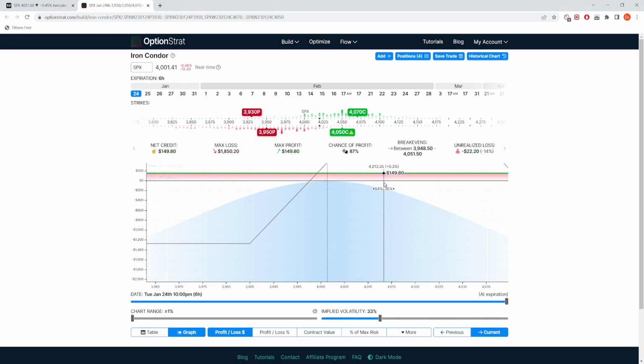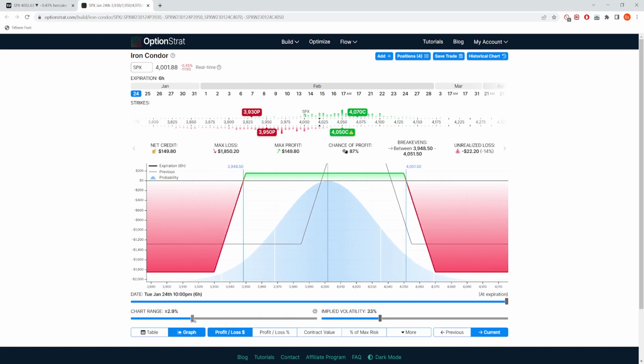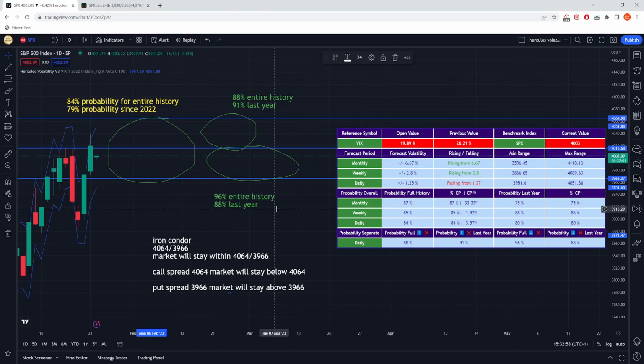This would be our iron condor for today. But like I said, today is Tuesday, and for today it's not going to be so great, unfortunately. So this would be one which we can use. Let's make a faster one.